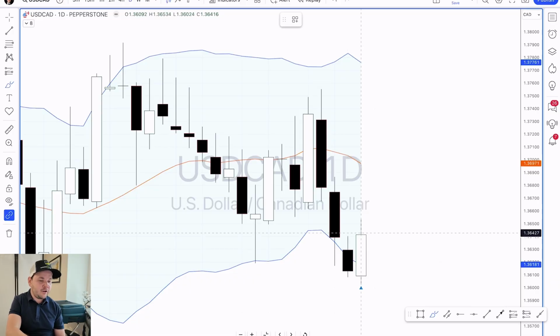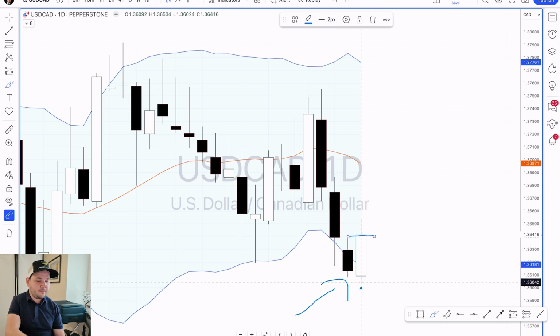By the way, this setup just showed up last Friday at my time here in Canada. So we have this engulfing candle, again, closing below the lower band over here, followed by an engulfing candle that closes above the high of the previous candlestick. I put my stop loss below the low.